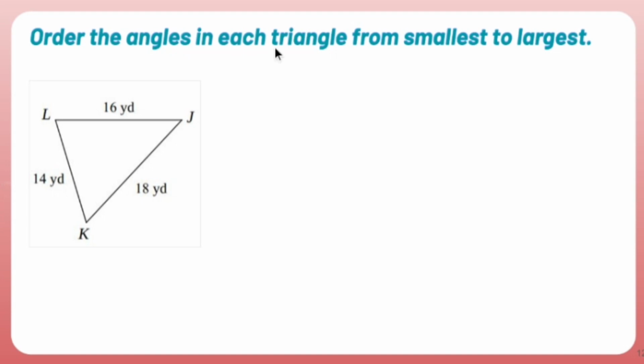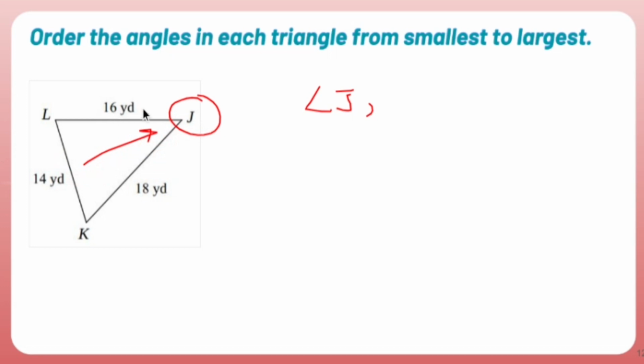Order the angles in each triangle from smallest to largest. Well, this doesn't give us the angles. Oh, but you know what it does? It gives us the sides. And whatever the largest side is, in this case 18, its opposite angle is going to be the largest. So let's find the smallest side first. Okay, LK is the smallest side, which means angle J is going to be the smallest angle because J is opposite of 14, which is the smallest side.